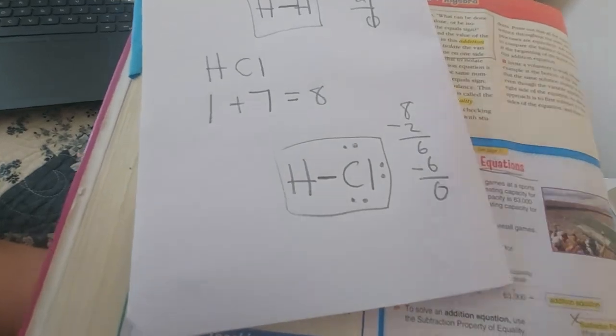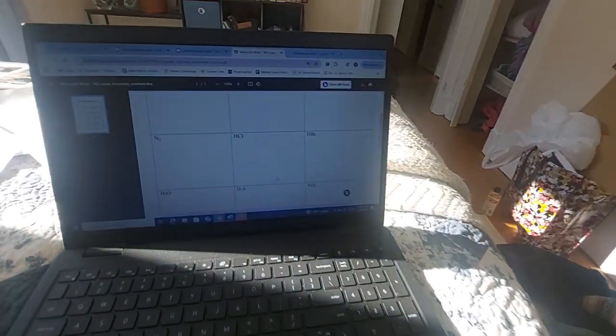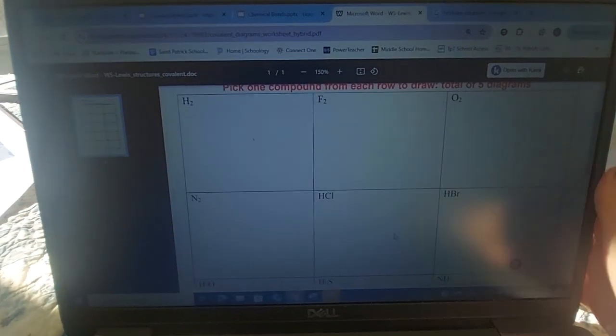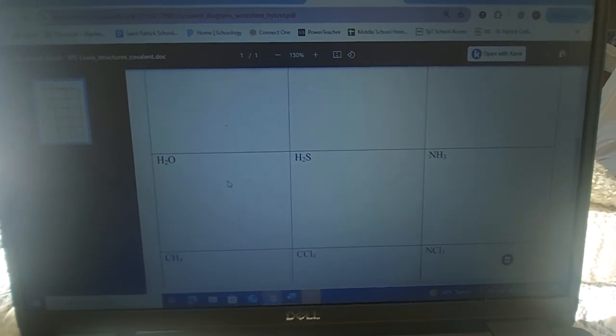Now, my guess is this isn't going to be that simple for all of these for you. I want you guys to try every one. I want you to try, okay? I want you to have something written down, even if you're not sure if it's correct. If you guys need to help each other, that's fine.